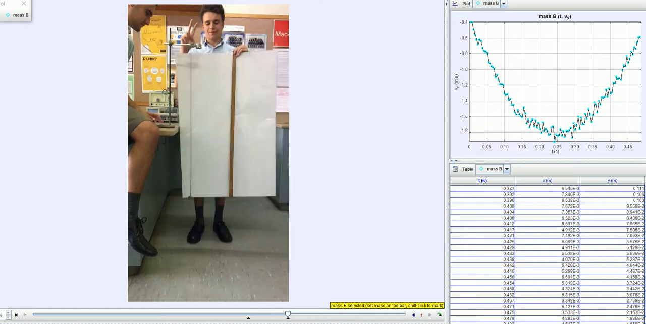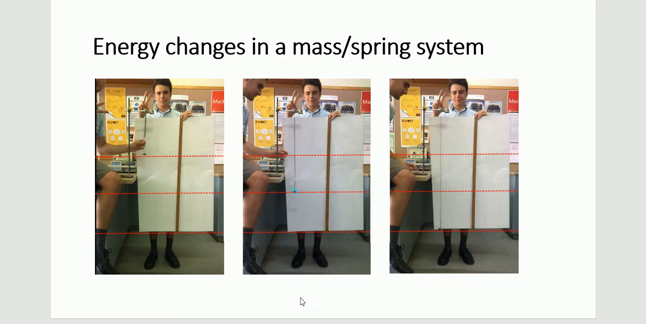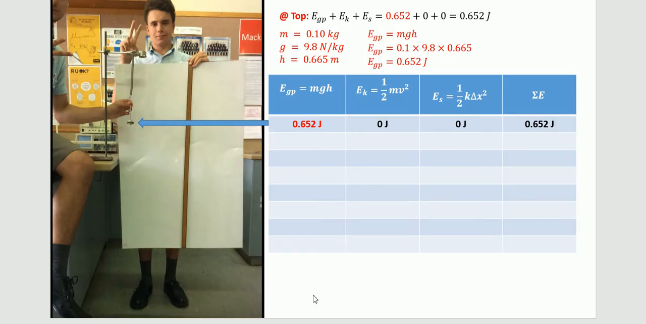Okay, let's analyze some particulars. So moving on, let's consider the energy. In a spring system like this with a mass, there are only three forms of energy. You've got gravitational potential against a reference position down the bottom. You've got kinetic energy when the spring and mass system is moving. And you've got elastic strain potential energy, which is stored in the spring when it stretches.